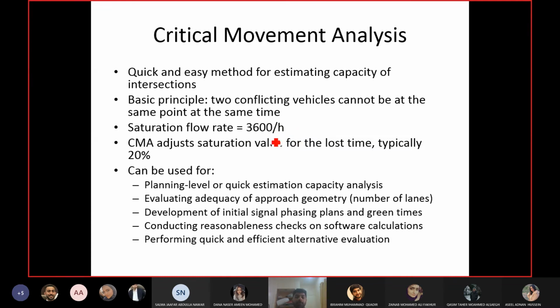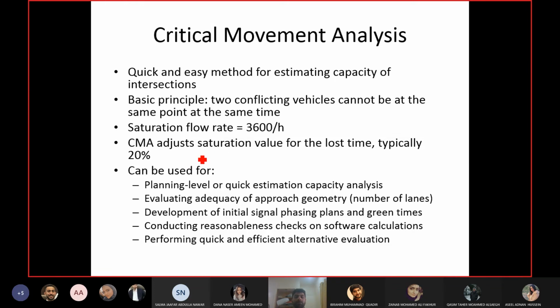In critical movement analysis, the saturation value is adjusted for the lost time, which is taken as 20%. Again, it's a typical recommended value. If you want to calculate your own lost time and find out how much adjustment you should make, go ahead. They are just giving a recommended value. So whatever saturation value you get from here, you will adjust it using a 20% reduction for the lost time.